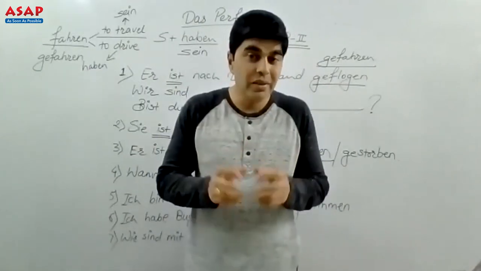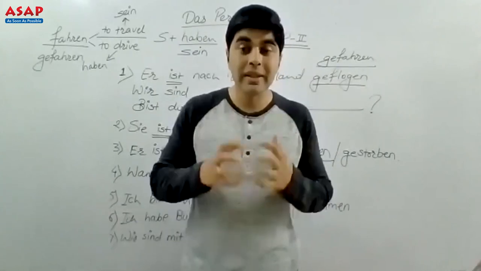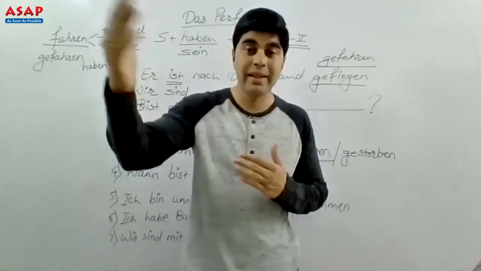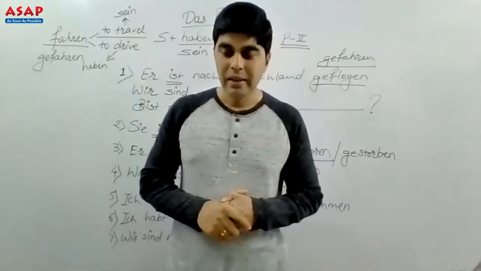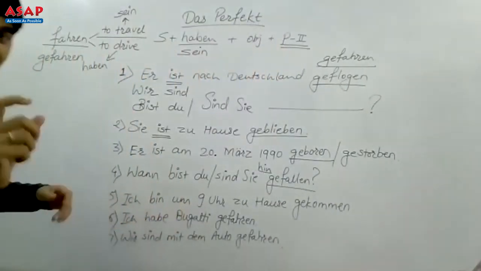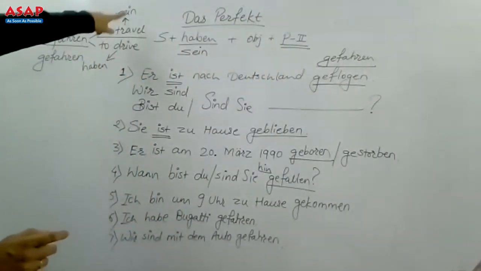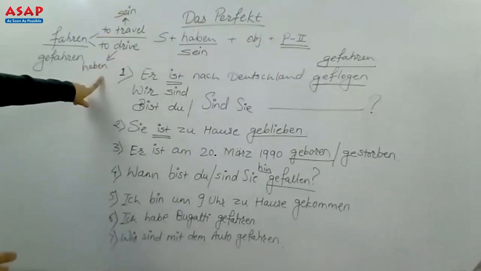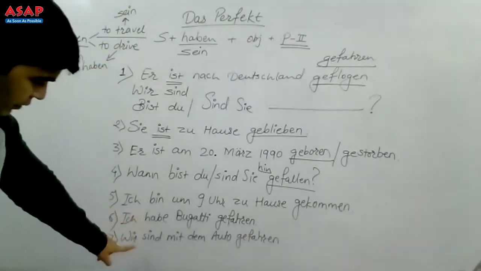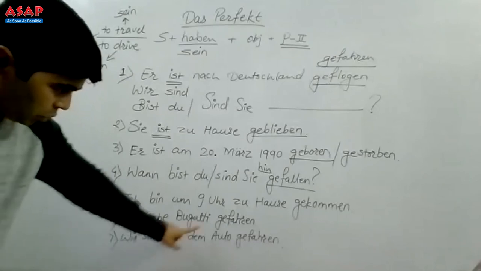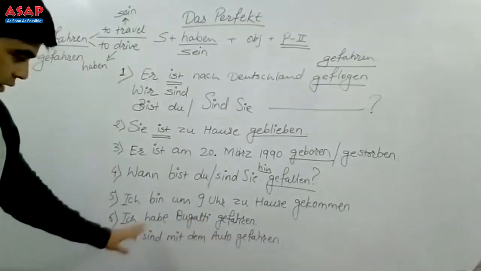So there, your intention is not showing that you're busy. Your intention is showing where you're heading to. Accordingly, you will decide whether to say I'm traveling to, or I'm driving. Understood the difference? Both are gefahren, gefahren.